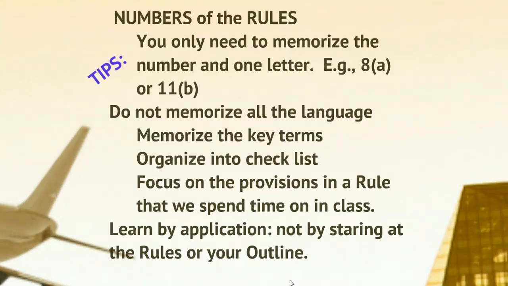Okay, last tips when you're thinking about answering questions here. What do you need to know? The numbers of the rules, memorizing all the language, or just some? Well, as far as the numbers of the rules go, you just need to memorize the number and one letter after the number. So for example, Rule 8 and A, or as we get to after the midterm, Rule 11 and B. While we do learn subdivisions, 8A is a perfect example, we have 8A 1, 2, and 3. All you need to be able to tell us back on the exam is the number and the first letter.